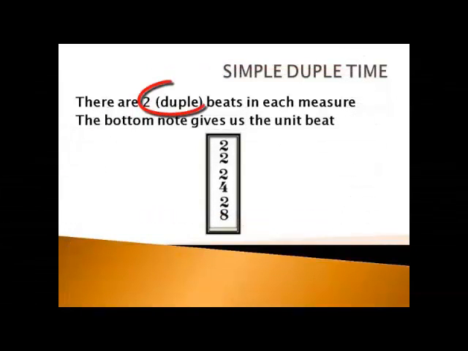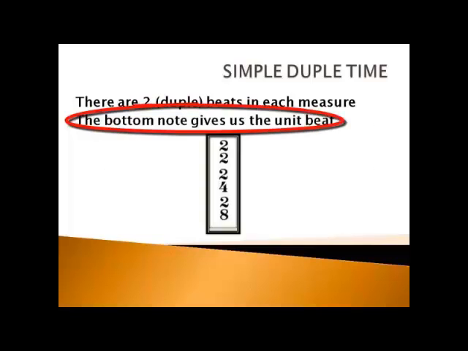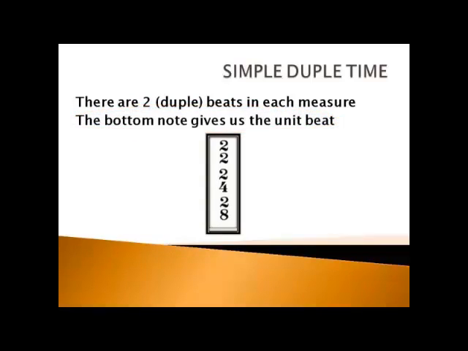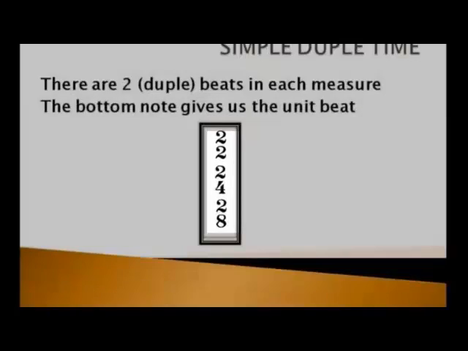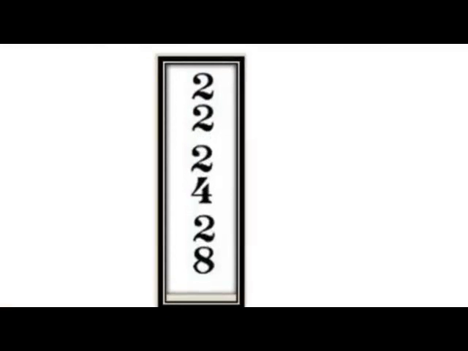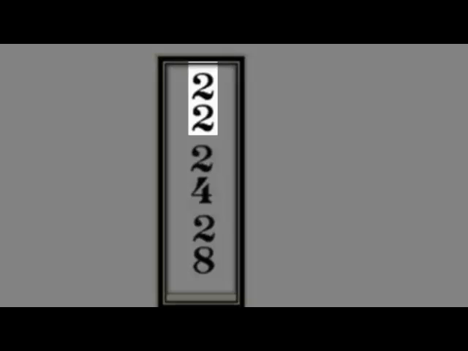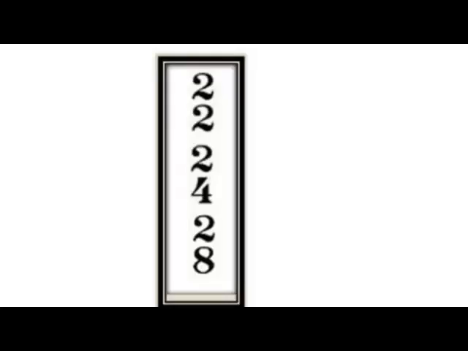When we're in simple duple time, we're going to have two beats in each measure, and the bottom note is going to give us the unit beat. So our time signatures in simple duple time can be 2/2, 2/4, or 2/8. If the time signature is 2/2, that means we have two half notes in each measure. 2/4 means that there's two quarter notes in each measure, and 2/8 means that there are two eighth notes in each measure.